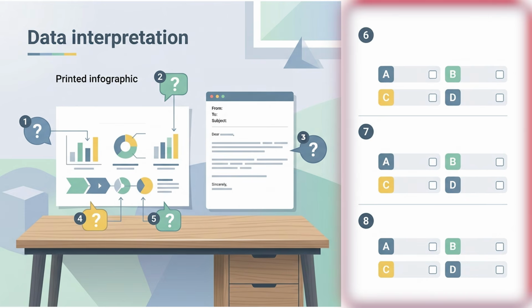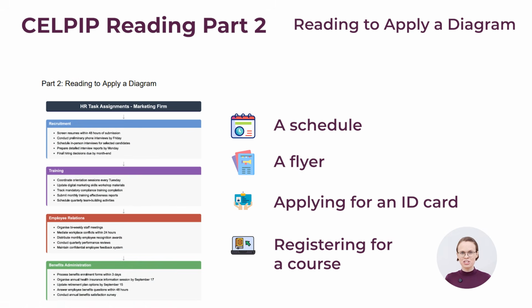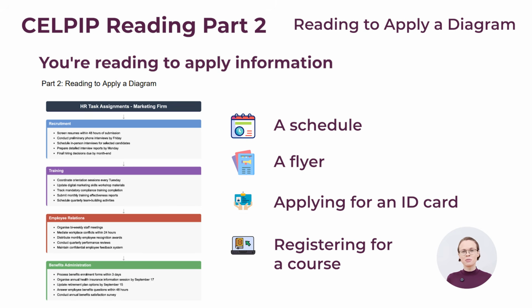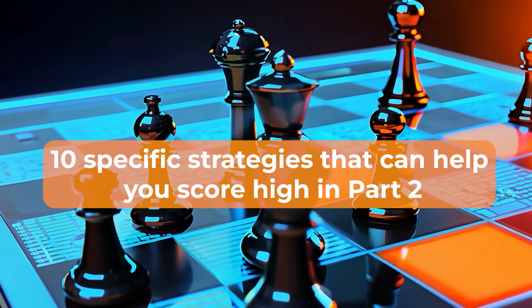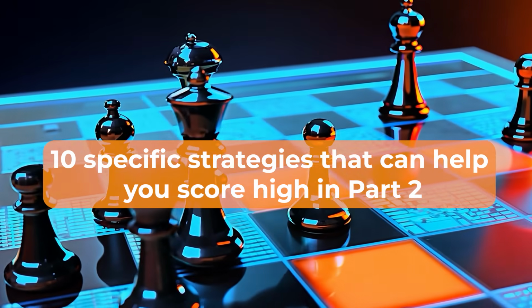What makes part 2 challenging is that you're not just reading for the sake of understanding. You're reading to apply information. You need to figure out how the details in the diagram relate to a specific person's situation as described in the email. Now, let's get into 10 specific strategies that can help you score high in part 2.